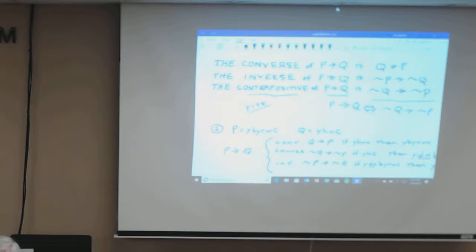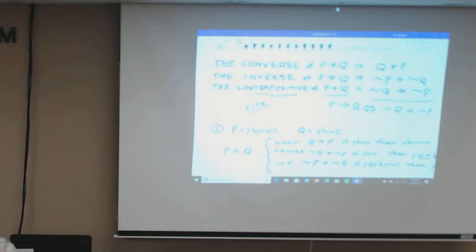The inverse of if P then Q is if not P, then not Q. So if it's raining, I'll bring an umbrella to class. The inverse would be, if it's not raining, then I will not bring an umbrella to class. And that's not necessarily true. I mean, it isn't always going to be true. But that's called the inverse.